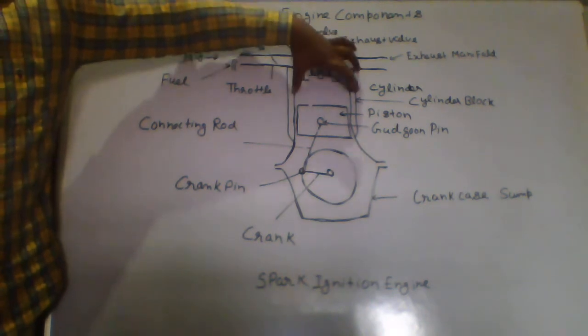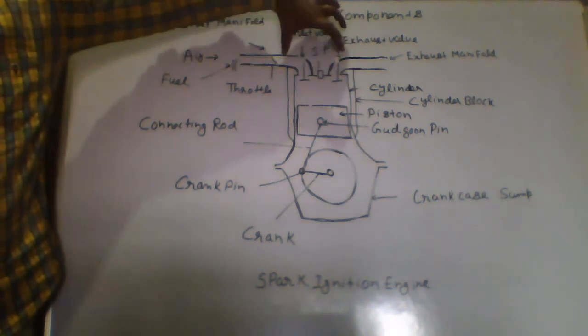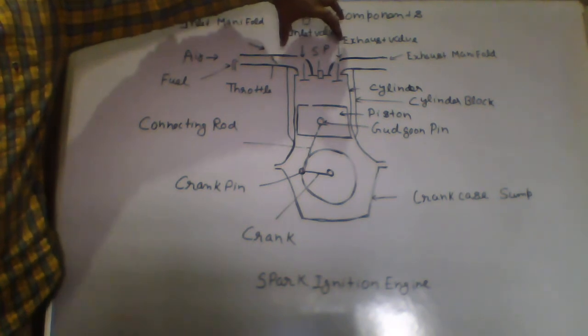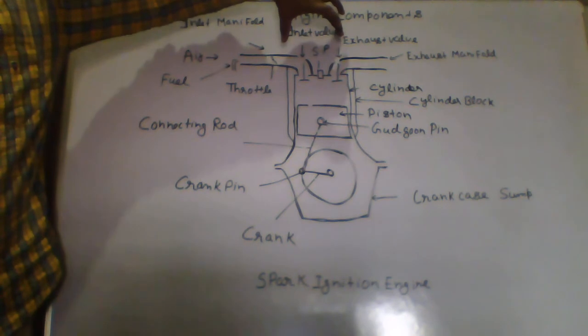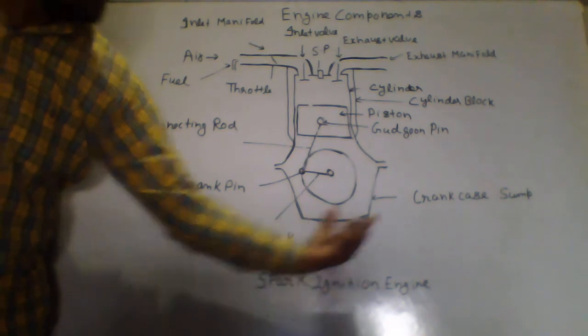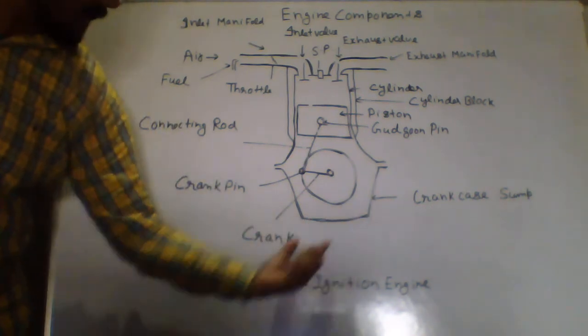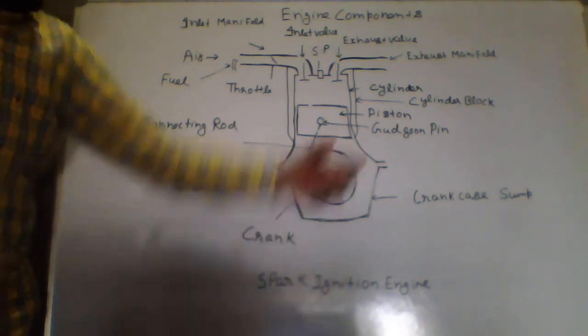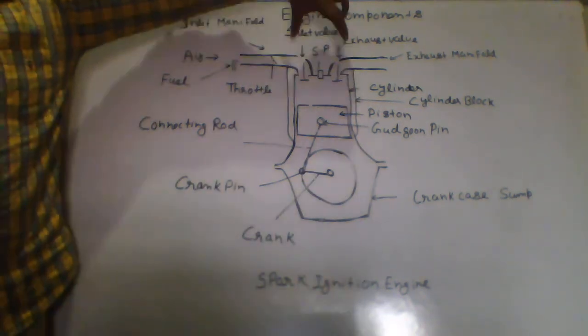Above the cylinder block is the cylinder head. Here is the cylinder head. The cylinder head is held tight to the cylinder block by a number of bolts and studs. The bottom portion of the cylinder block is called the crankcase. This portion is the crankcase, this is your cylinder block, and this is your cylinder head.